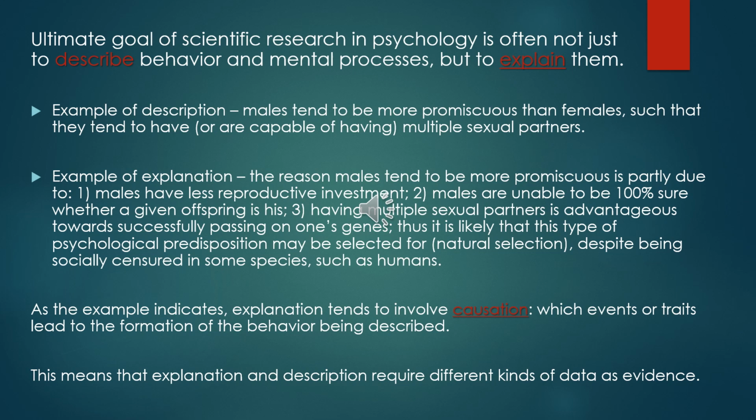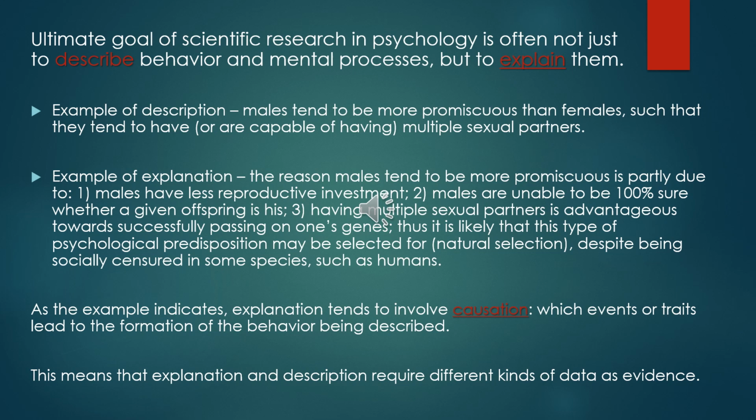On the other hand, explanation seems to include why that's the case. Namely, males have less reproductive investment. Males are unable to be 100% sure whether a given offspring is his, and having multiple sexual partners is advantageous towards successfully passing on one's genes. So these things can cause males to show certain other kinds of behavior. Explanation tends to increase the sense of people's understanding, so the difference between explanation and description is psychological.